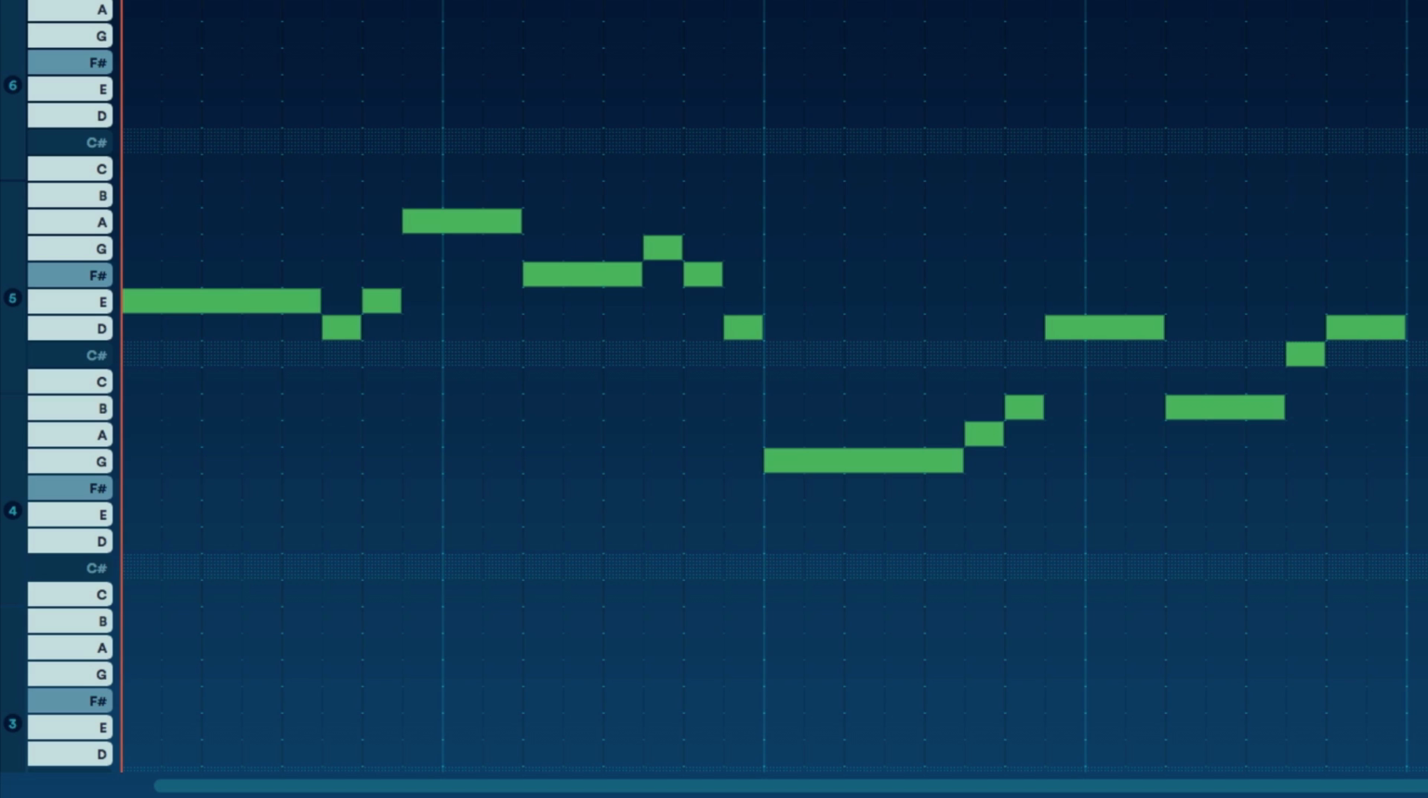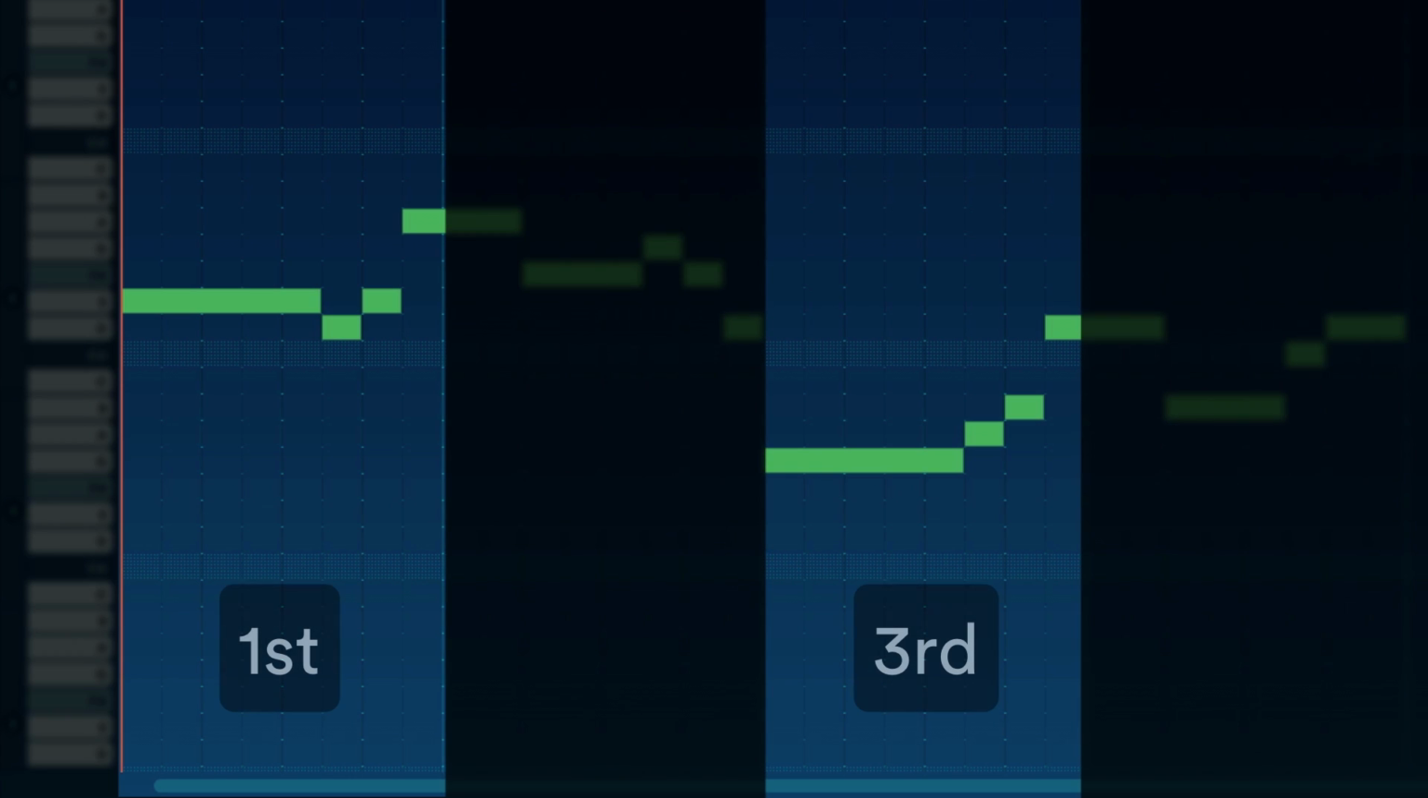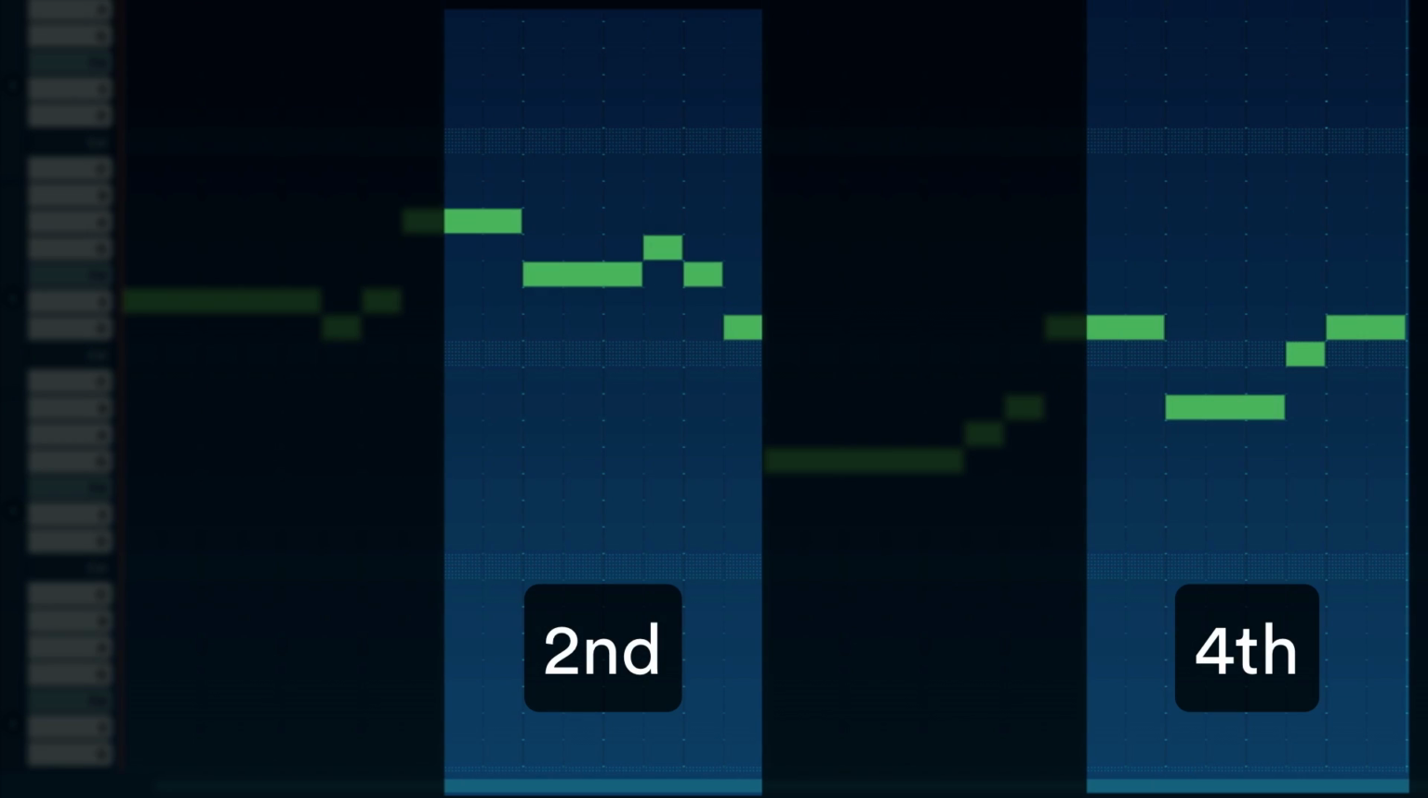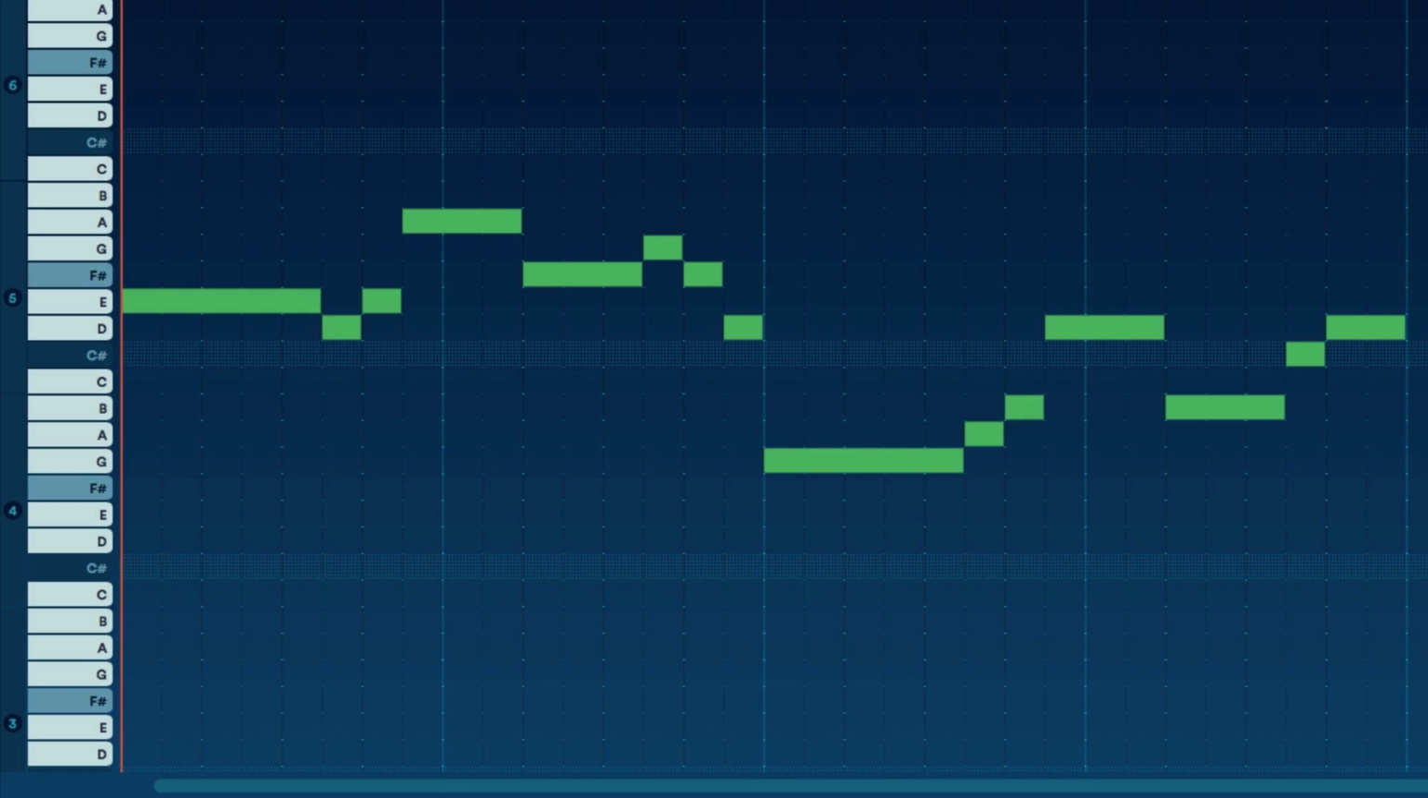The use of repeating rhythms and pitches also plays an important role in melody writing. Let's take a look at some of the repeating rhythms we have in this melody. We can see the first and third measures have the same rhythm, while the second and fourth measures are very similar, but with a slight variation. Repeating elements are like familiar anchors that a listener can hook onto and remember.